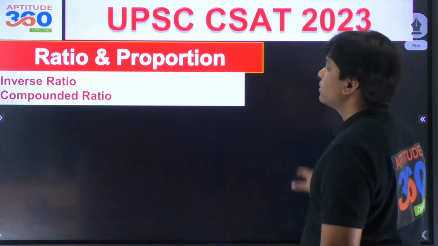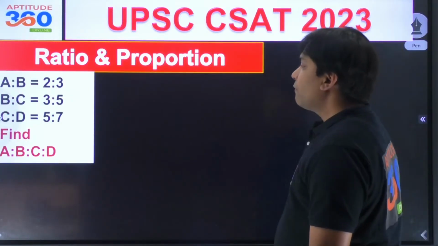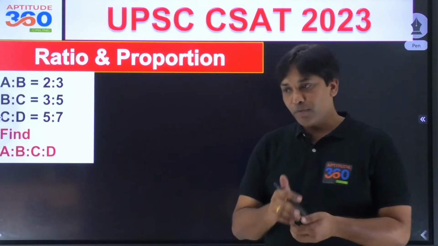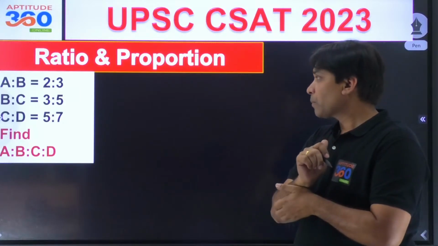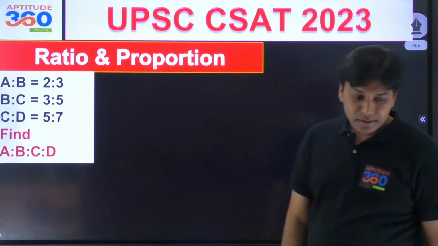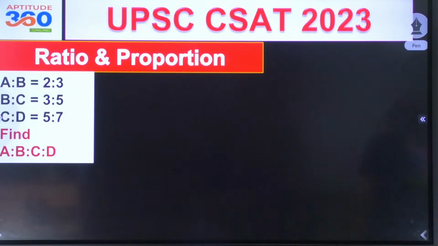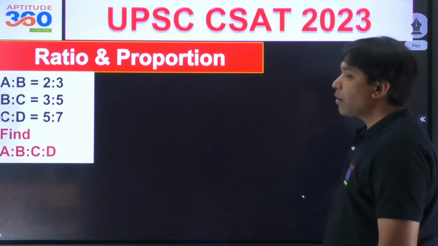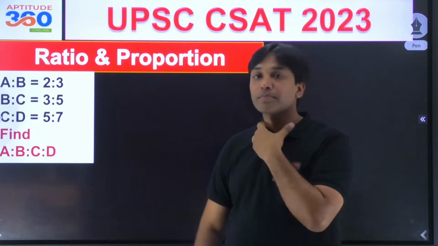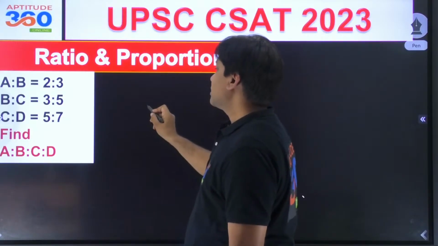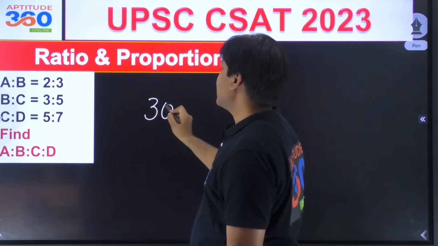Now, find out this value. Every one of you, please do this. What is the value of A is to B, B is to C? This is going to be what? 30.